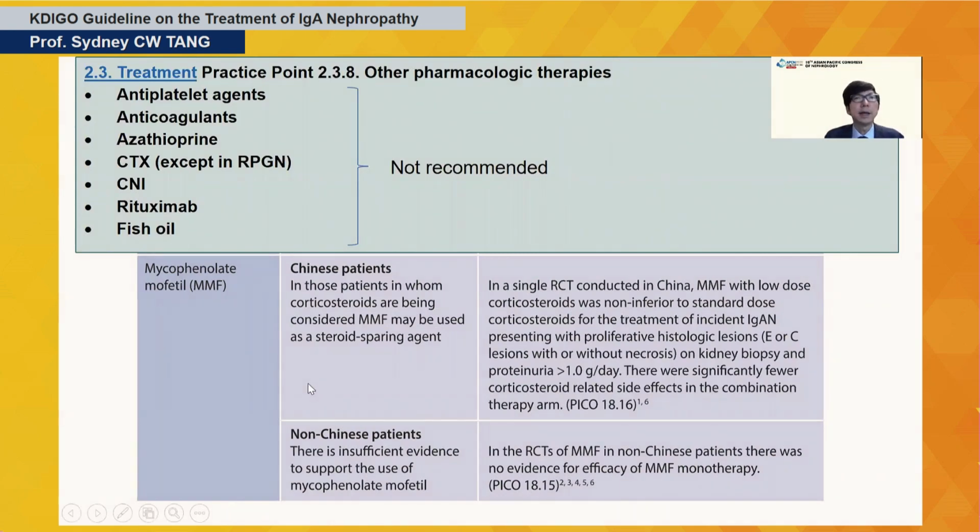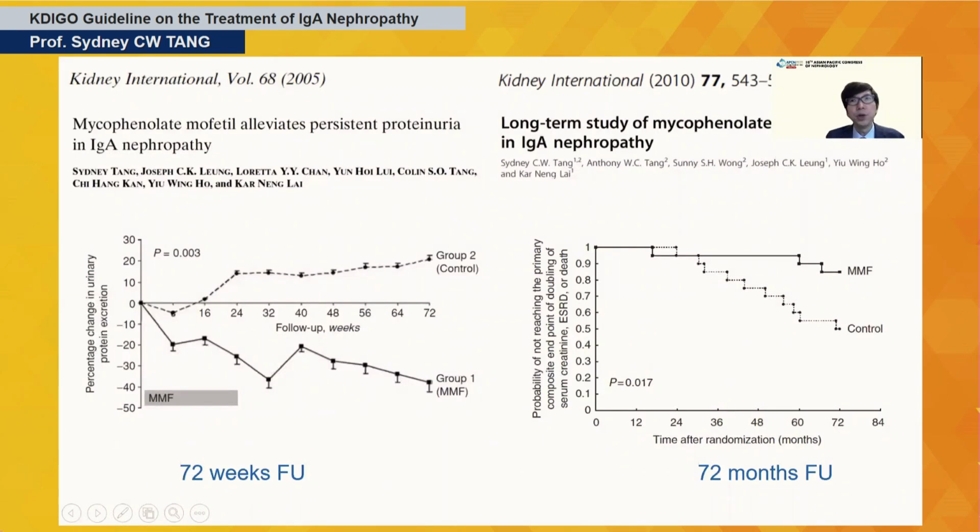This is mainly coming from two earlier studies of MMF in IgA nephropathy patients, in which there was notable antiproteinuric effect in patients with IgA nephropathy despite optimized care with full-dose RAS blockade. And a long-term follow-up, so on your left-hand panel is 72 weeks, and on your right-hand panel is a 72 months long-term follow-up, showing again a benefit towards reduction of some of the hard renal endpoints in the MMF group.